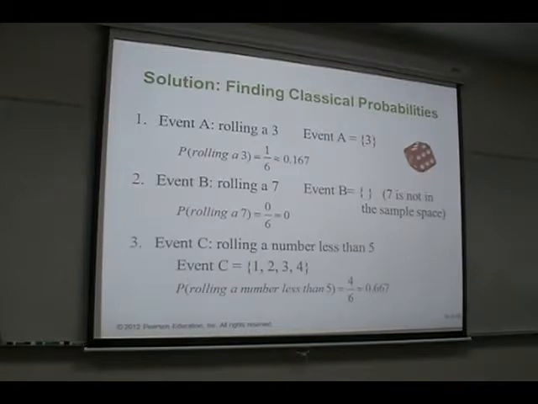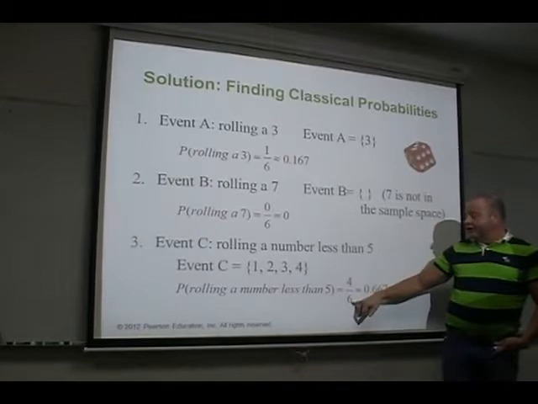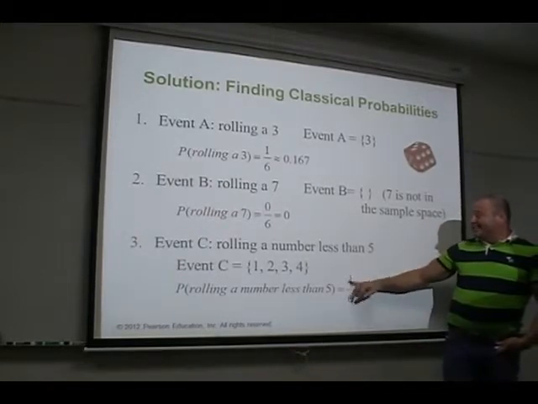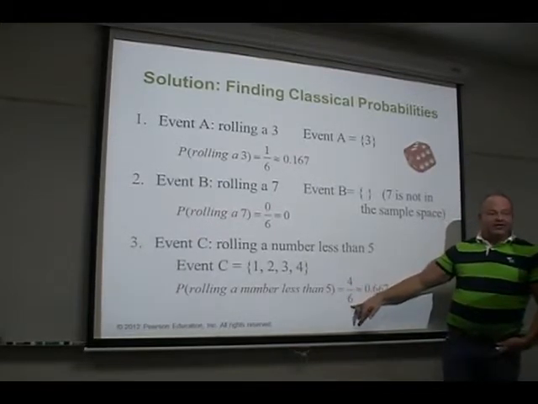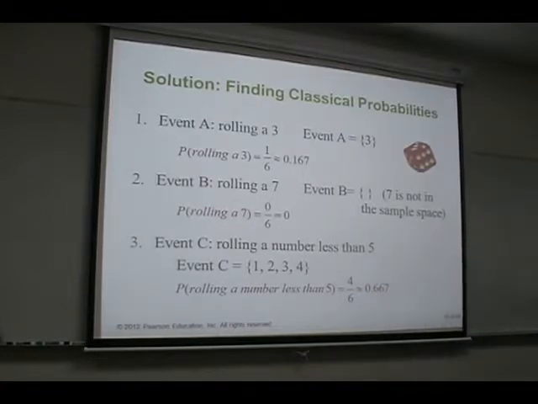Probability of rolling a number less than 5, we said the numbers 1, 2, 3, and 4 all worked. There were 6 choices total, and it is actually 2/3 if you reduce your fraction, or they just went to the decimal and said 0.667, which is 2/3.